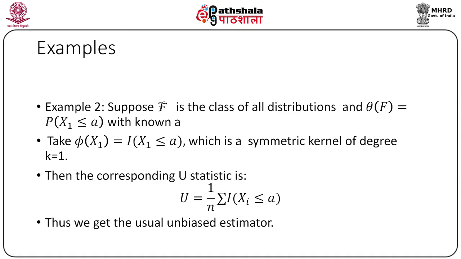Observe that theta f can be looked upon as the expected value of the indicator x1 less than or equal to a. Therefore, by analogy with the previous example, we can set the kernel as phi x1 equal to the indicator x1 less than or equal to a. Then phi is symmetric and of degree 1.